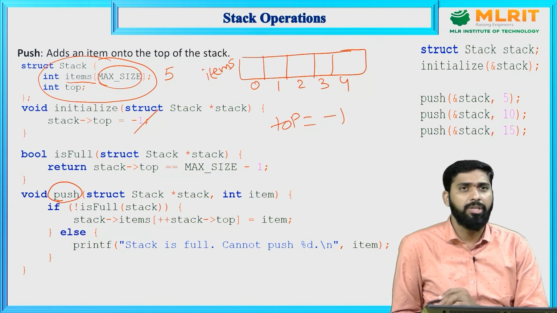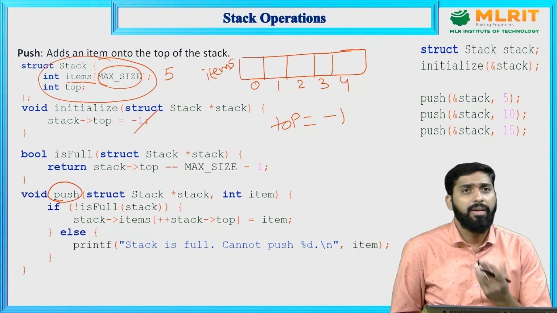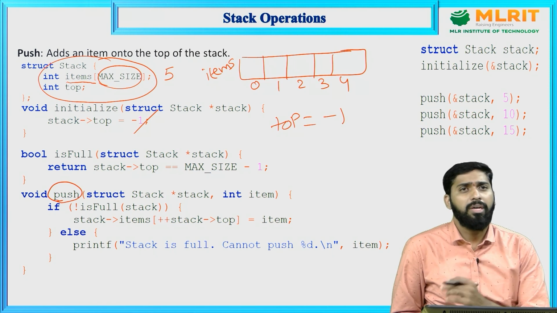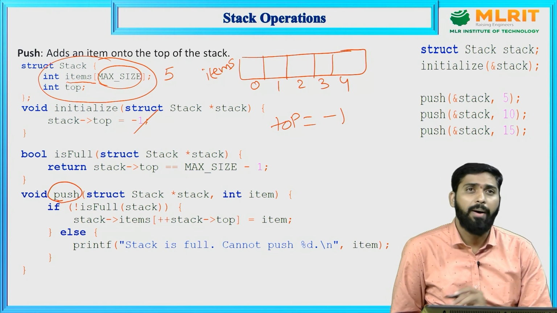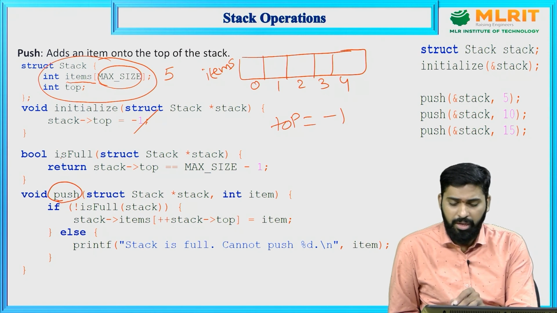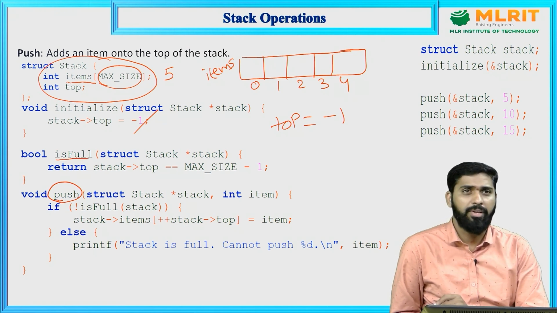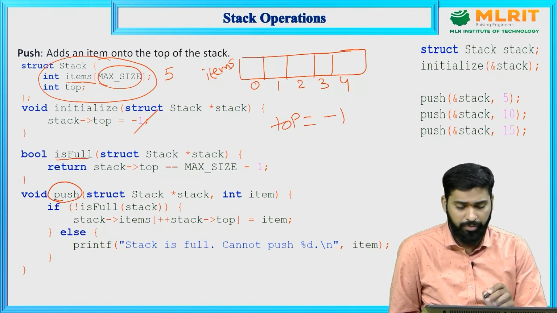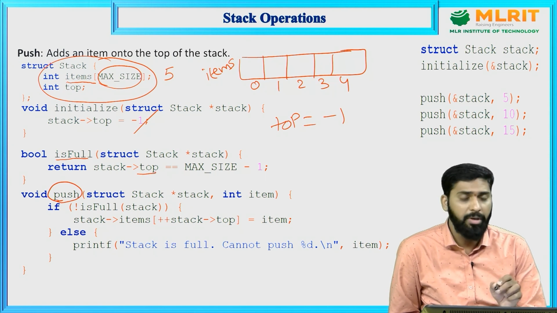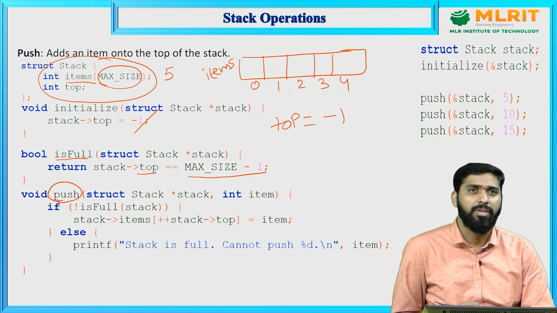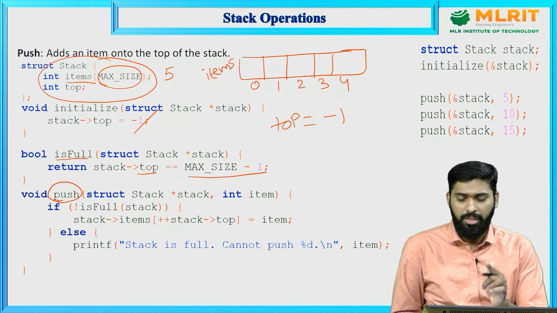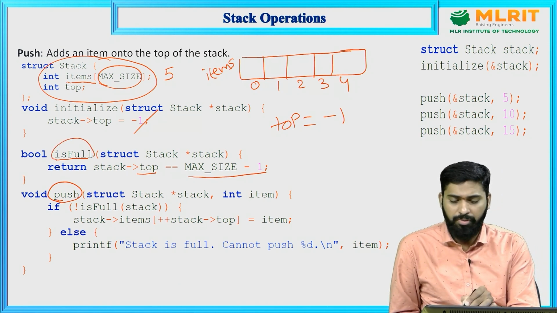This is the initialization. First we create a stack, then we call the initialize function, and initialization means here the top value is initialized with -1. Now the condition for is full. This is another function. The condition for is full is if the top equals max size minus 1. If it is max size minus 1, then we assume that it is full.